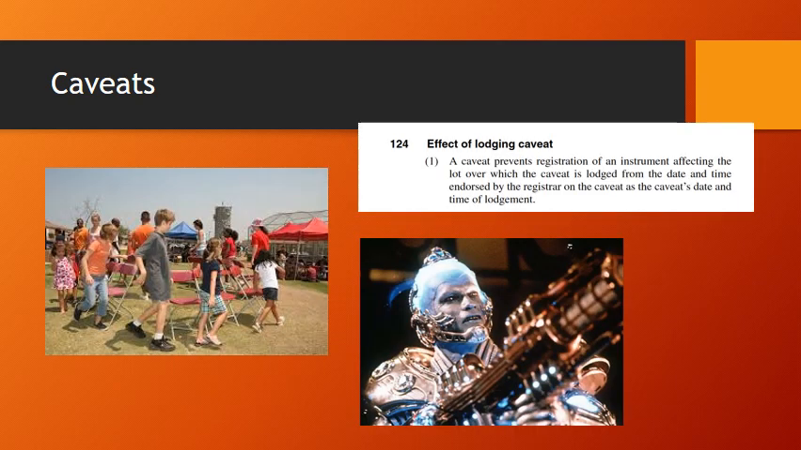So you can see here section 124 of the Land Title Act talks about the effect of lodging a caveat. A caveat prevents registration of an instrument, that is any other instrument, affecting the lot from the date and time endorsed by the register. So in other words, it freezes the register.